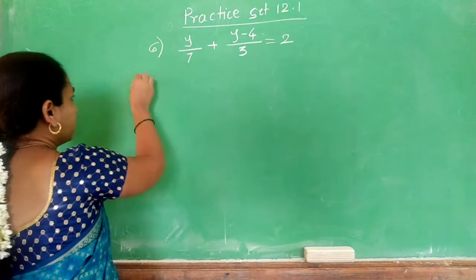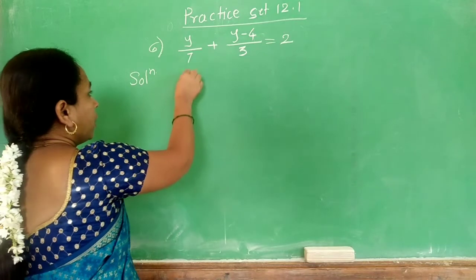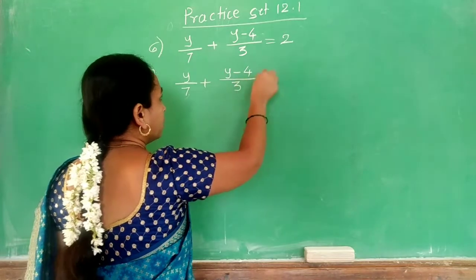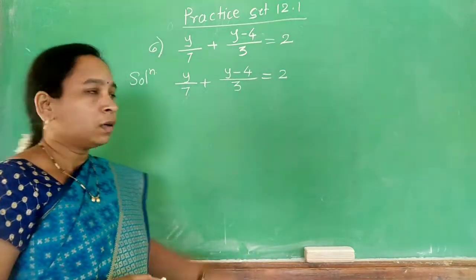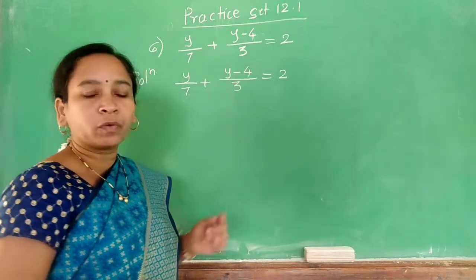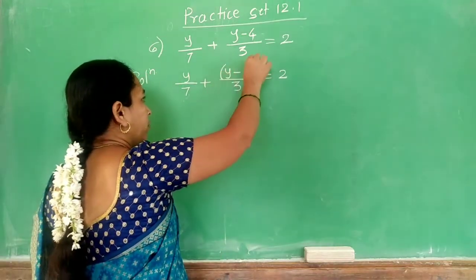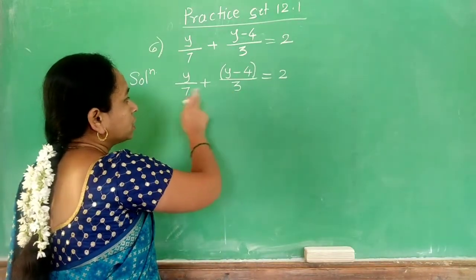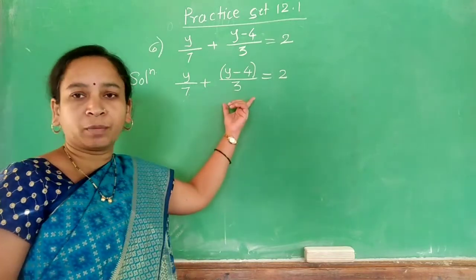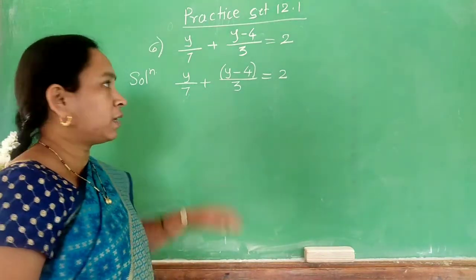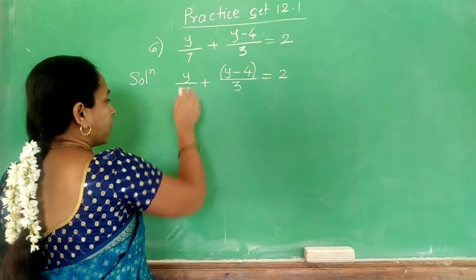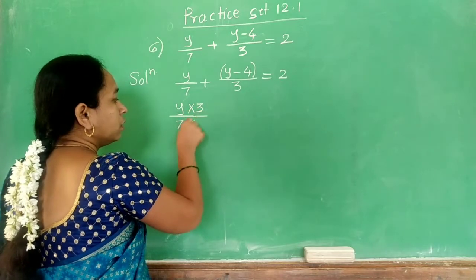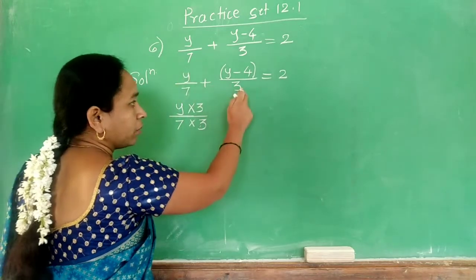In this sixth example, y upon 7 plus y minus 4 upon 3 is equal to 2. Here in this example, for my convenience, I will put y minus 4 in a bracket. Now, if you observe, these two fractions have different denominators. So first we will make them equal. Multiply this fraction y upon 7 by 3 to make the denominators equal.